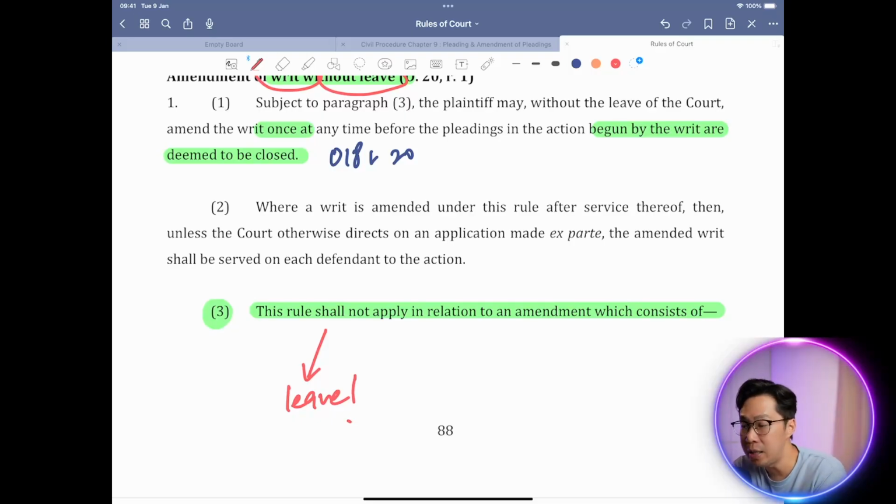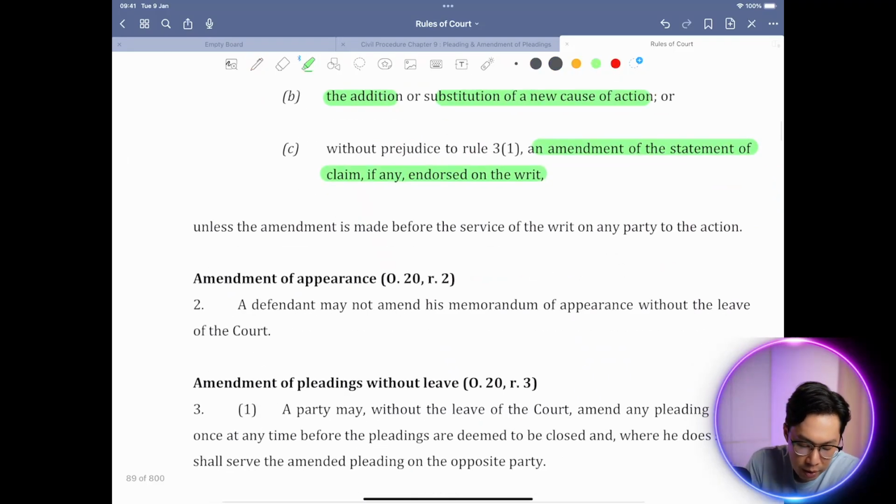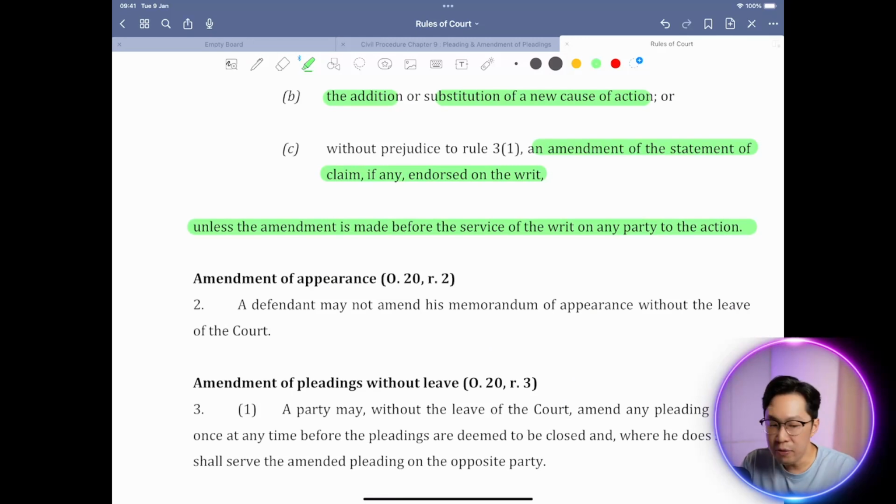Now, I didn't say anything different. You don't even have to jot down any notes because whatever I say, it's all from the statute. Okay? Again, learn to read the statute. However, it says here, unless the amendment is made before service of the writ. So before you serve, you got the writ registered already. Before you serve, you want to do anything you can.